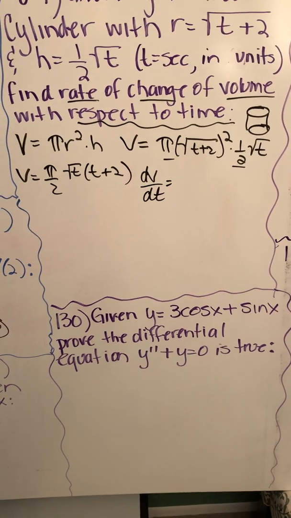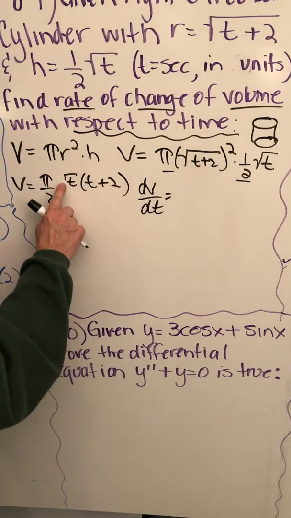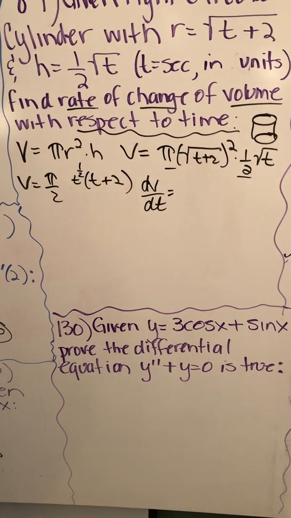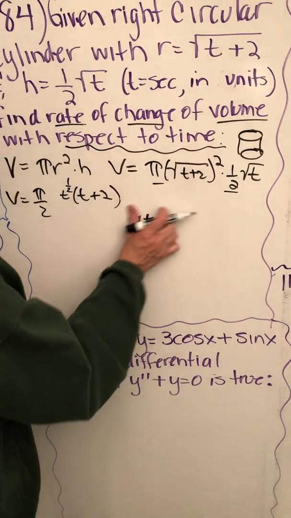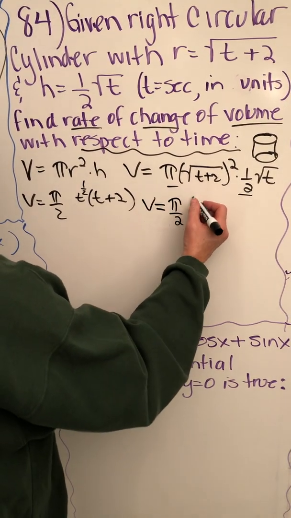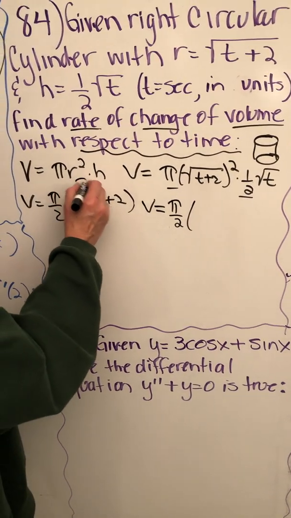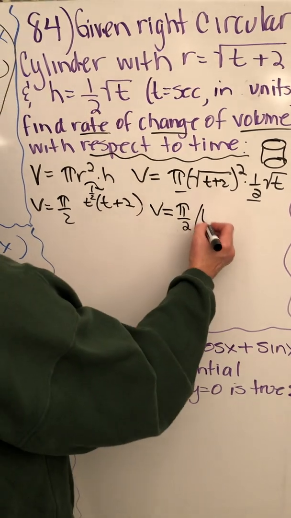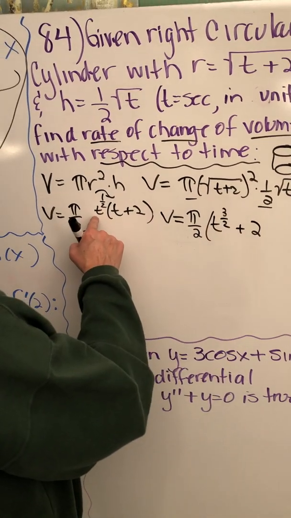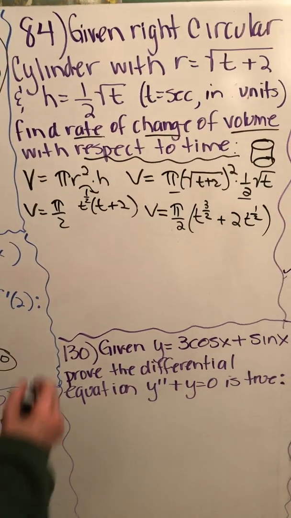Well, to take the derivative here, I think what I'd like to do is break it up into pieces. Watch this radical sign, students. We're going to make that 1/2. There we go. And I think what I'd like to do then, go back to dV/dt in a minute, is just do one more alteration to my volume formula. I'm going to distribute t to the 1/2 to the t. That's t to the 3/2 plus 2t to the 1/2. There we go. I think I'd like to take the derivative this way better.